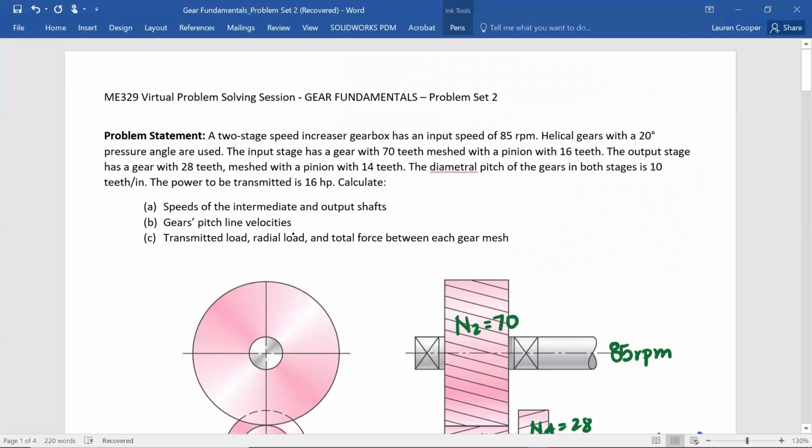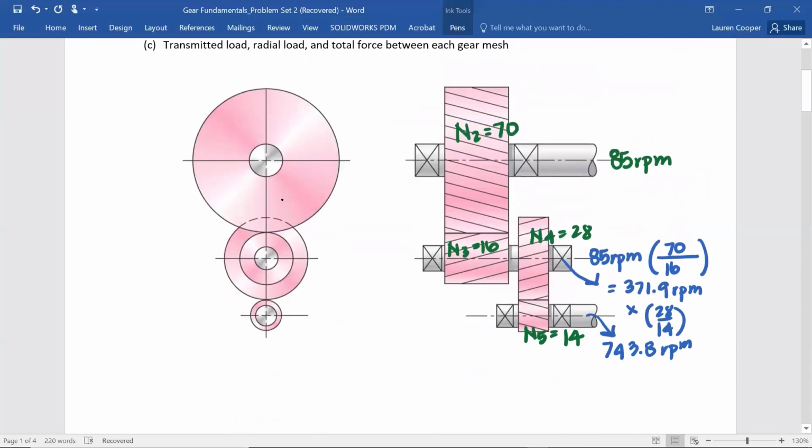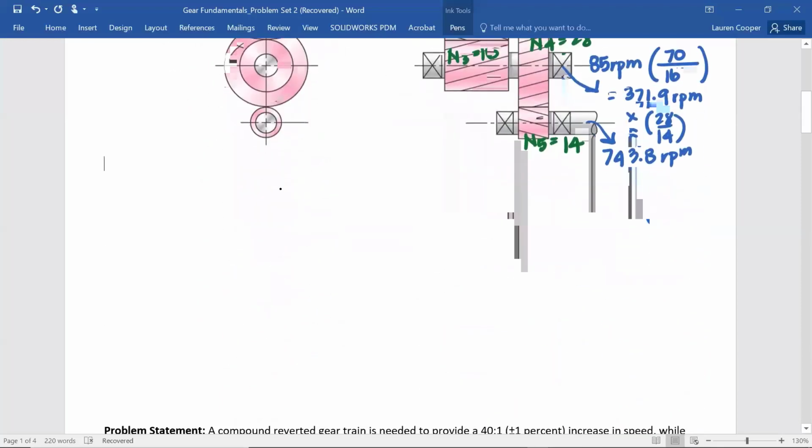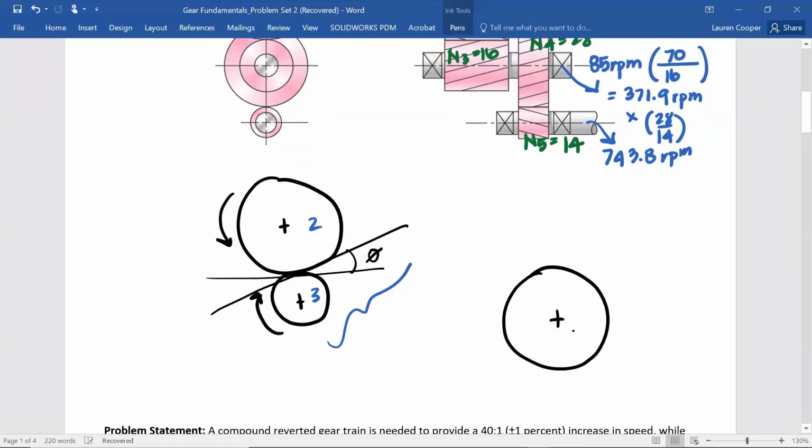All right, lastly, let's look at the transmitted load, radial load, and the total force between each gear mesh. Let's look at a side view of gears 2 and 3. So if we assume angular velocities acting this way, here would be our pressure angle. And then let's draw gear 3, 2, 3. Let's draw gear 3 in more detail. So here's gear 3.